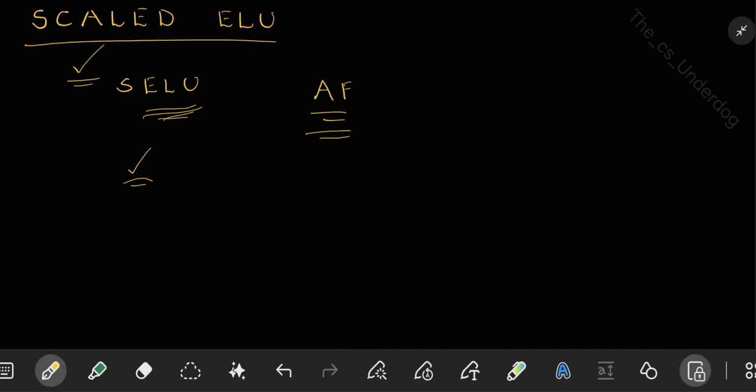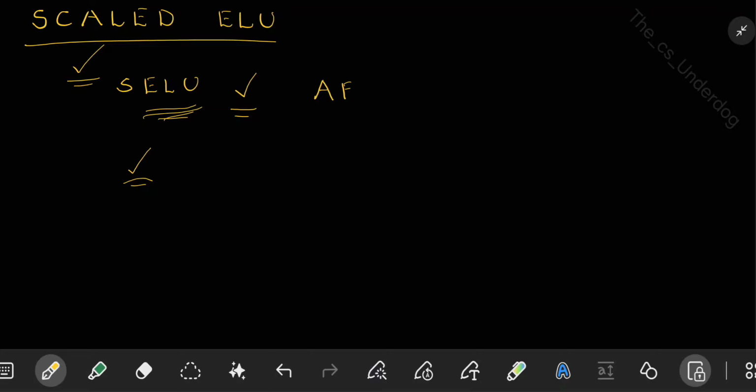And the new property is that it makes the whole neural network self-normalizing. So this is the main factor, or the main advantage, whenever you are using SELU as the activation function. This is used whenever you want a self-normalizing neural network. That is, you don't have to explicitly use any of the normalizations like batch norm, layer norm, these sort of things. Your activation function will take care of this normalization.